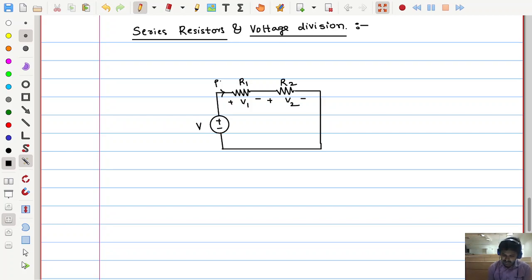Alright. So having understood Kirchhoff's voltage law and current law, let us see the series resistors and voltage division principle. Usually in circuit analysis, we have the requirement to replace two elements which are connected in series by a single element. So when elements are connected in series, we replace those two elements by their equivalent value.